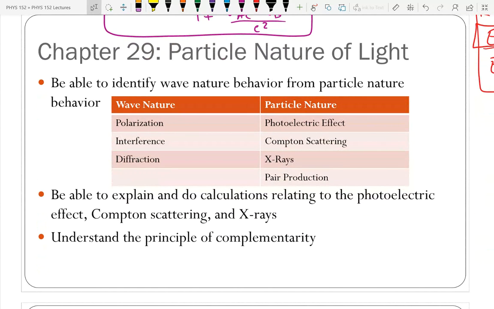Chapter 29 was looking at the particle nature of light. We had already studied the wave nature of light. We have phenomena that can only be explained by a wave nature. Polarization can only exist if you have a transverse wave. It's not possible to have polarization of particles. Interference can only occur with waves. Diffraction, bending around obstructions, can only occur with waves. But Einstein said, what about this? The photoelectric effect, he showed, can only be explained if you have particles, each particle carrying an energy of hf.